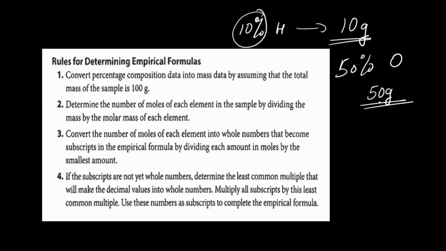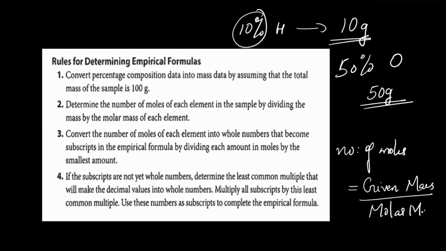After converting the percentage composition data into mass data, what is next? Next, you must know the atomic mass of the elements given in the question. After that, you have to convert into number of moles. So what is the formula of number of moles? Number of moles is equal to given mass over the molar mass of that particular element. If you get hydrogen as 10 grams here, number of moles of hydrogen is equal to 10, the given mass, over the molar mass, which is 1. So you'll be getting 10 moles.